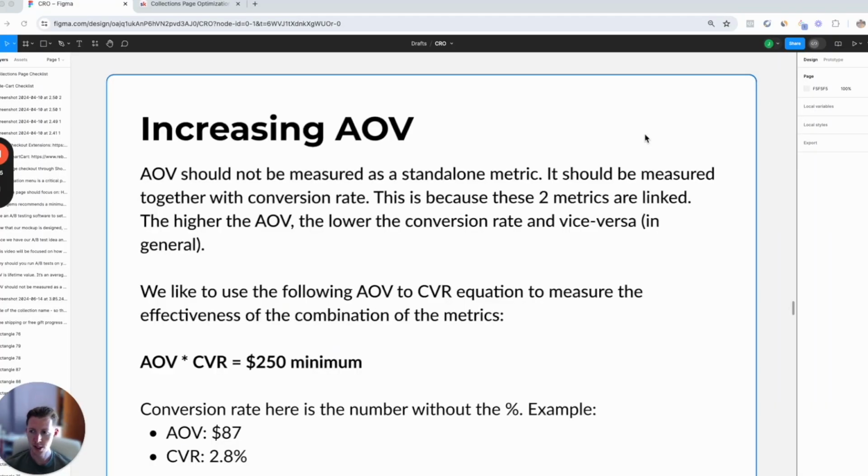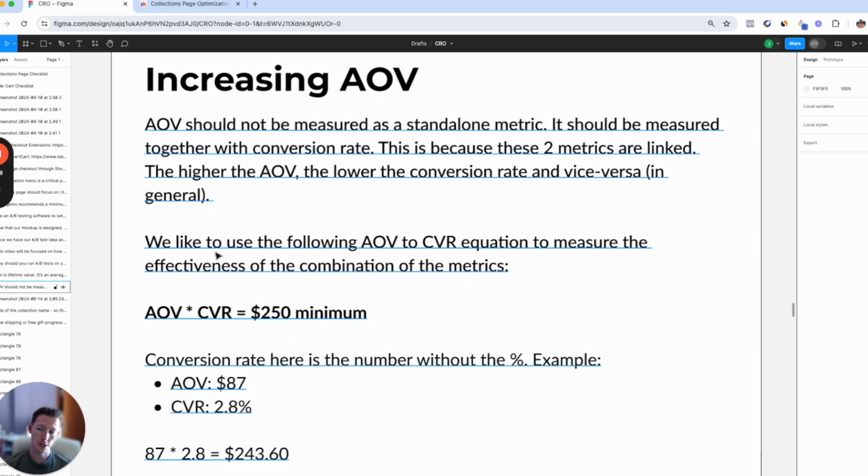The first thing I want to mention is AOV should not be measured as a standalone metric, and it should be measured together with conversion rate. This is because these two metrics are linked. The higher the AOV, the lower the conversion rate, and vice versa, in general. Of course, there are going to be some off cases, but from what I've seen, these metrics tend to work in balance, and the higher your price, the fewer people are going to convert. And usually the same vice versa, but that's what I've seen.